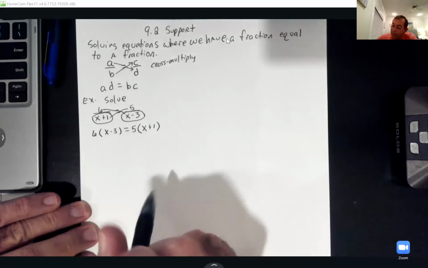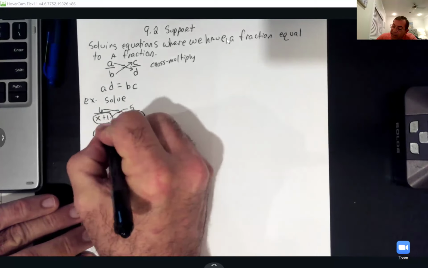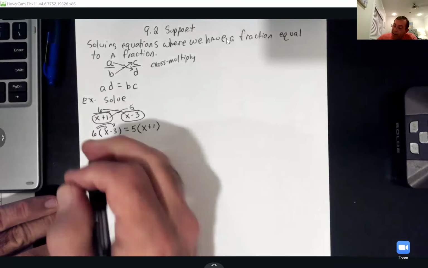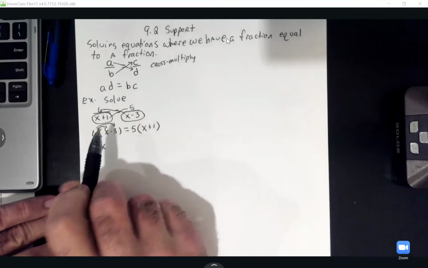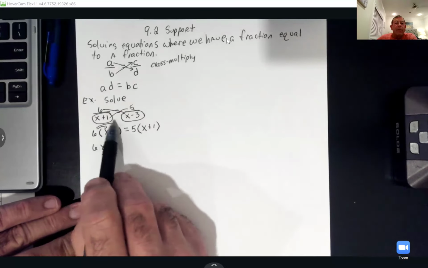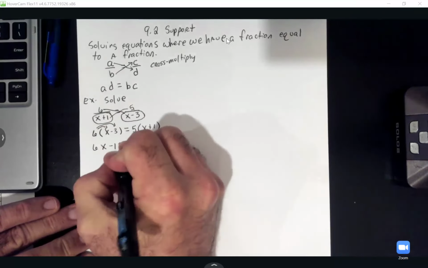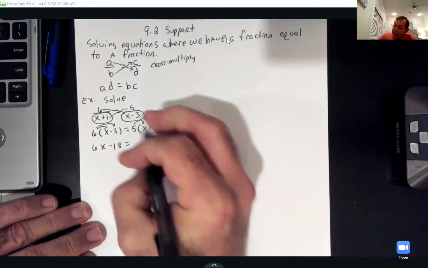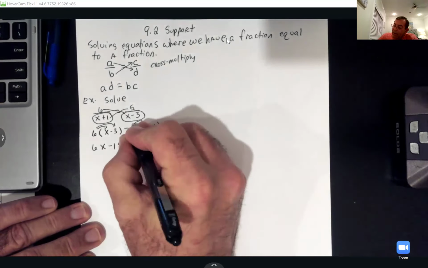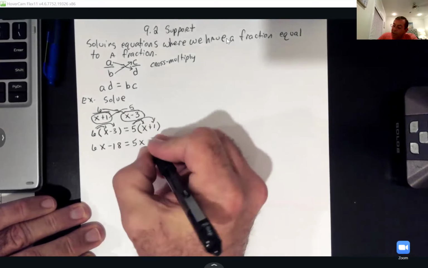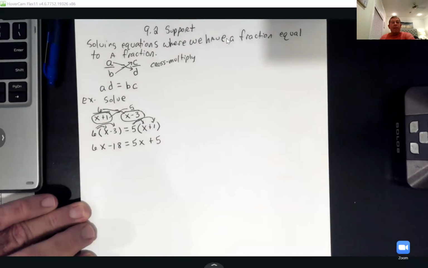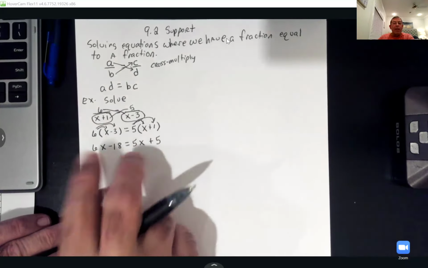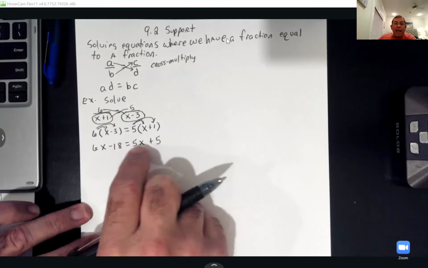So now to solve this, we're going to distribute our 6 through the first parentheses. So see, that'll be 6 times x, which is 6x. And then the 6 times negative 3 gives me a negative 18. All right, y'all, then we do that to the right side. 5 times x is 5x. 5 times 1 is a positive 5. All right, so we cross multiplied, distributed. At this point, we're going to solve for x.